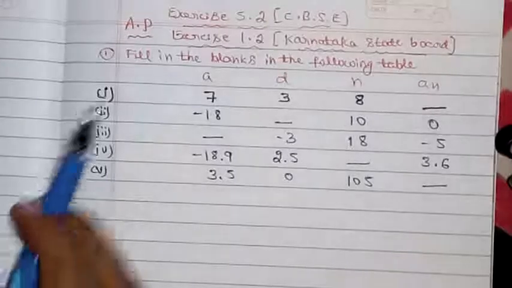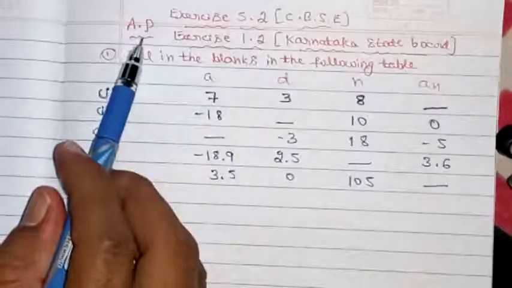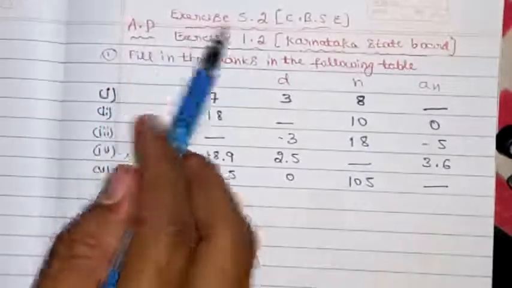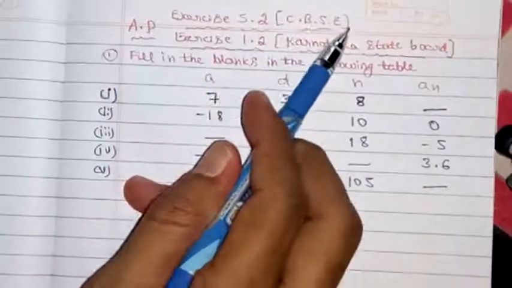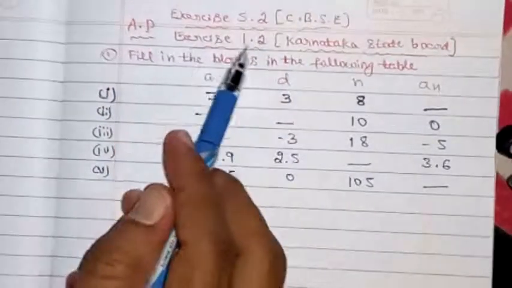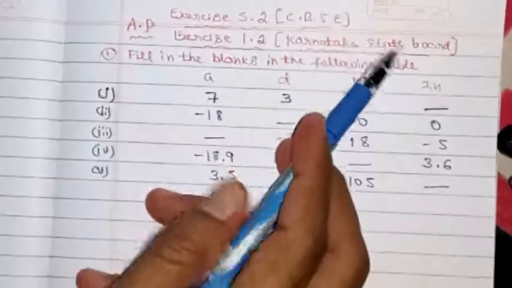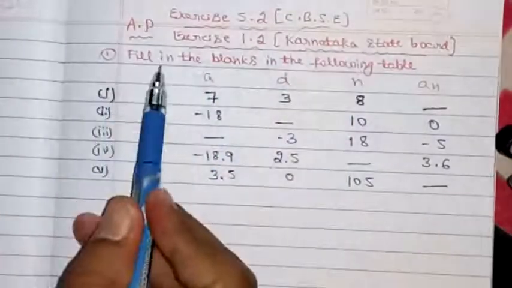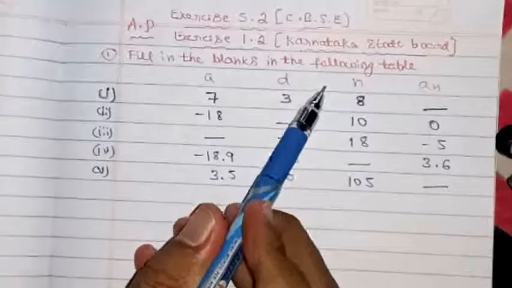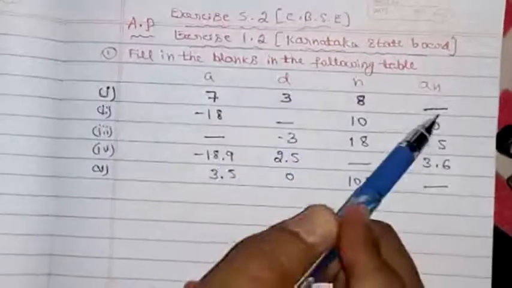So children, in this video we will learn the arithmetic progression chapter, exercise 5.2 of the CBSE board and the same exercise 1.2 of the Karnataka state board, children. Okay, now the question is: fill in the blanks in the following table, right? So you need to fill up the blanks.